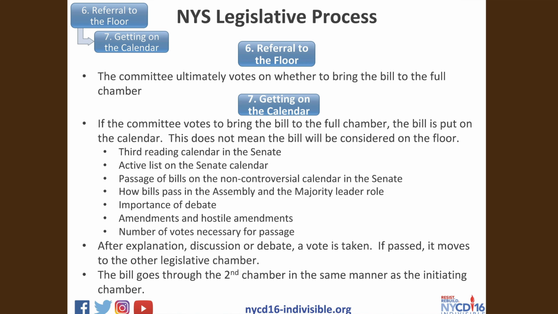I'm just going to skip to an important part, the second bullet, the active list on the Senate calendar. In the Senate, every day a list is published called the active list. That is the bills that are actually going to be voted on. It generally comes out for the public the night before. Let's say you're tracking a bill. You can go on the Senate website and see the Senate active list for the next day.